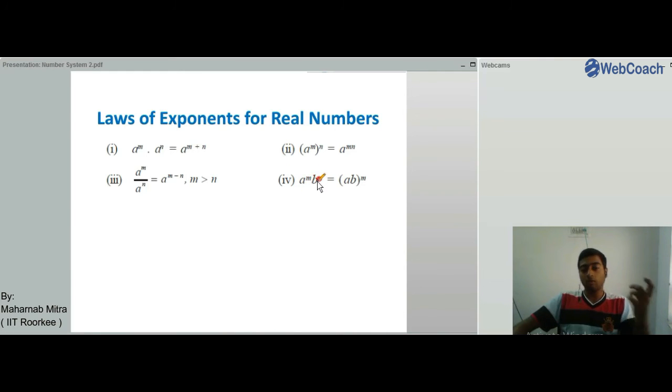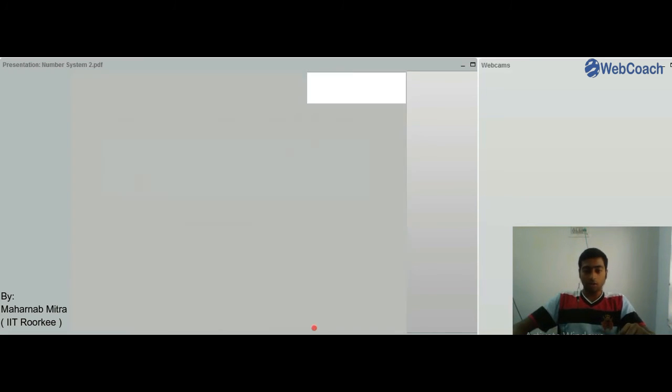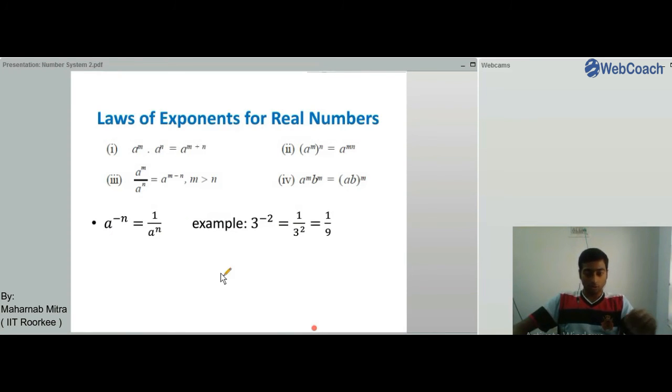And the final rule, a to the power m, b to the power m, if two numbers are there with the same powers, we can club them together and make them as a whole power, like ab whole to the power m, right? Now let's talk about certain notations which we use. A to the power minus n is understood as 1 by a to the power n, right?